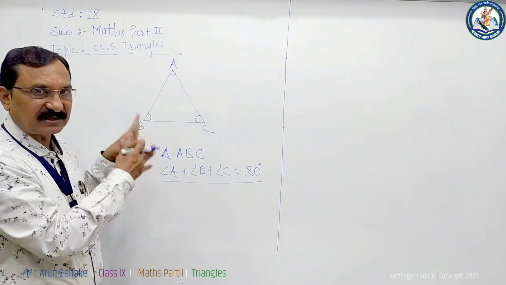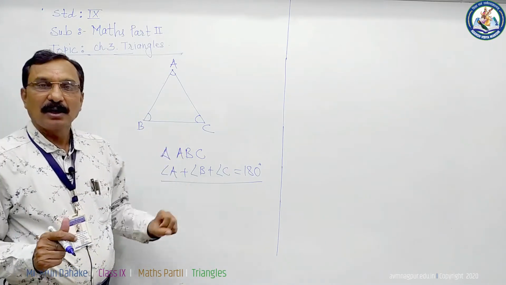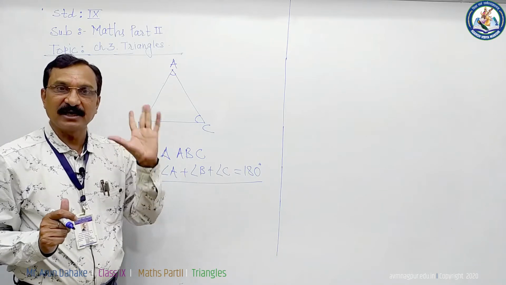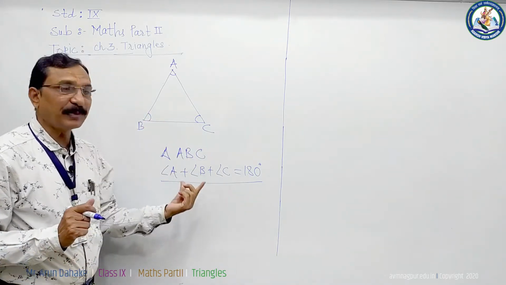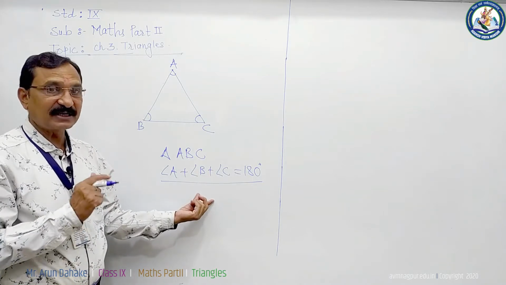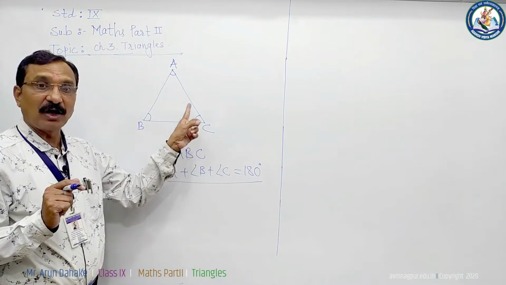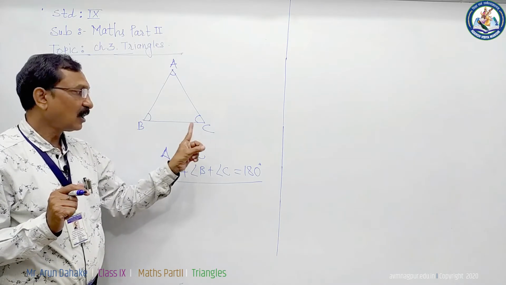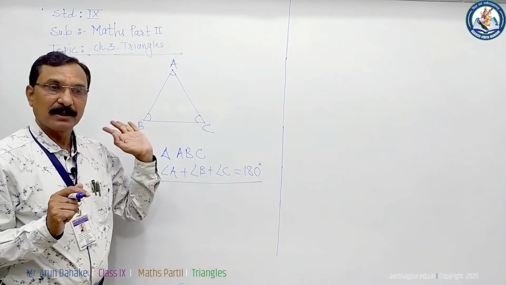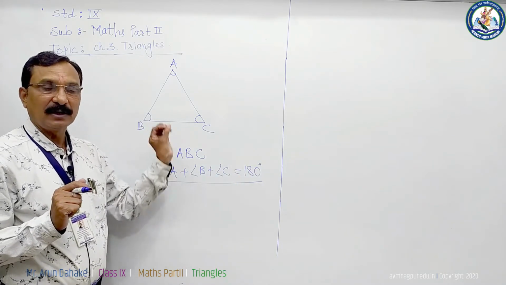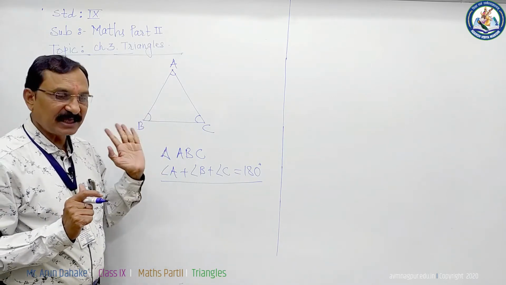On the basis of this theorem, we'll see an important theorem that is called the remote interior angle theorem of a triangle. But this concept is very important. There are three angles of a triangle, and the sum of all angles of a triangle is 180 degrees. This is the basics of the triangle. Now, on the basis of this, we'll see this.